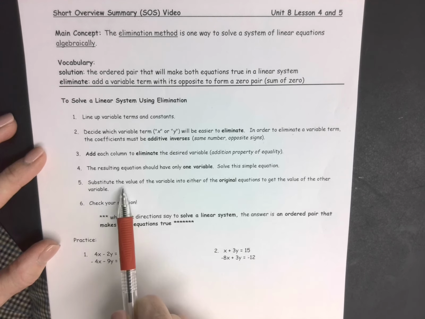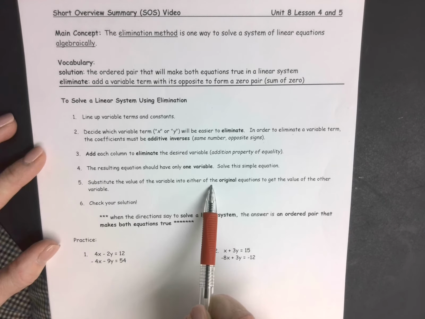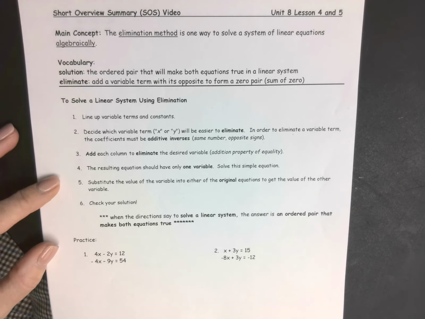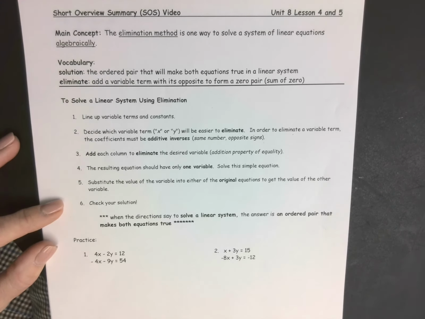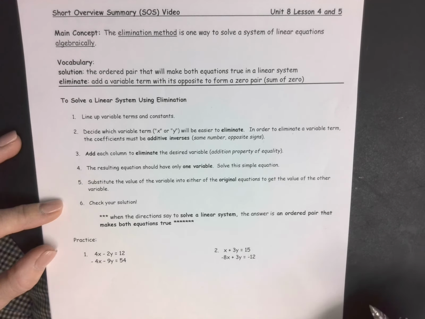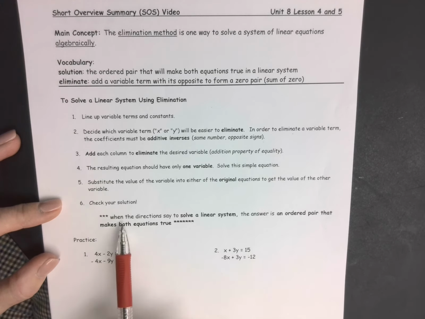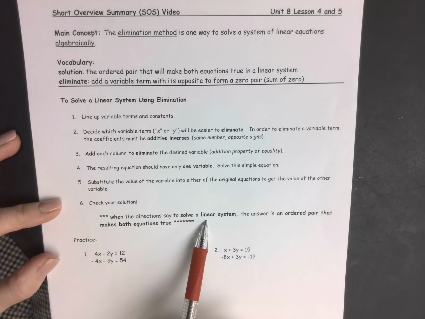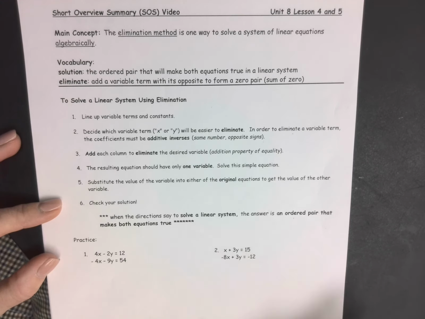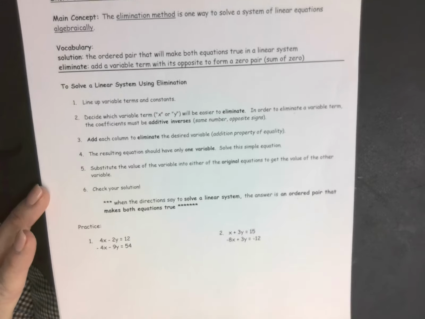Once we solve that equation, we're going to substitute the value of the variable into either of the original equations to get the value of the other variable. And then, of course, you're going to check your solution to see if you're right. If your solution doesn't check in one or both of the equations, you know you made a mistake and you can go back and find it. Remember, when the directions say to solve the linear system, the answer is an ordered pair that makes both equations true. All right, let's take a look at the first example.